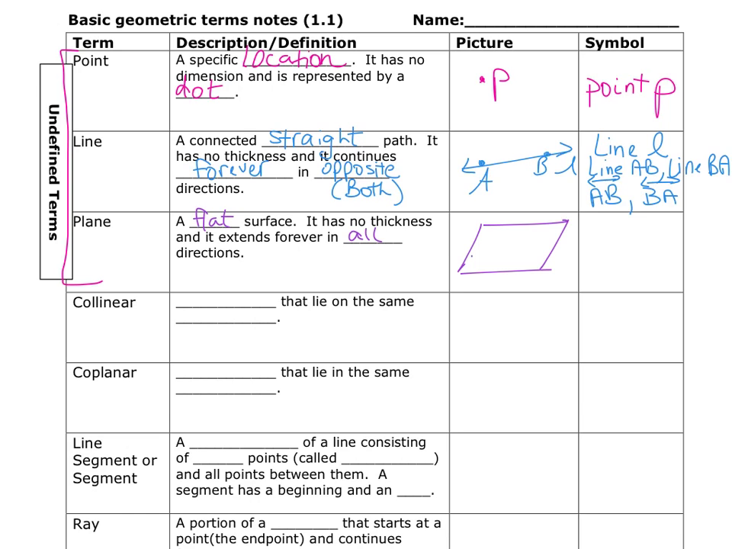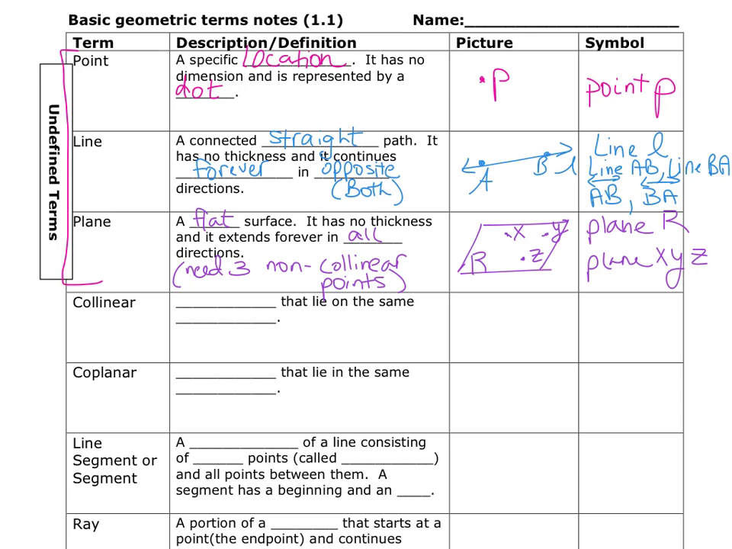The way that you see a picture of a plane is usually with a capital letter, and then you need at least 3 non-collinear dots or points. For the symbols of how to write it, an example could be plane R, because that's the capital letter, or you could use the 3 non-collinear points. You could say plane XYZ. You could also mix around those letters, so YXZ or ZYX, any of those combinations would work.